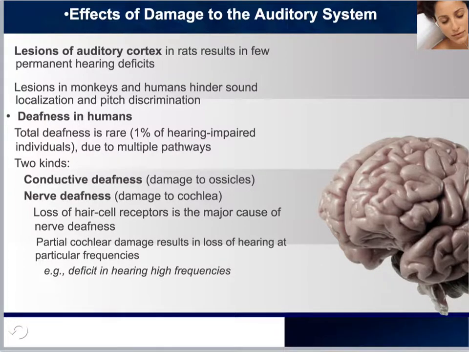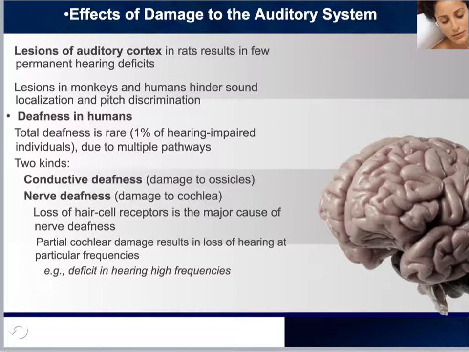And by the way, when we expose ourselves to loud sounds on a regular basis, we are exposing ourselves to hearing loss. You may not be able to perceive that when you are young, but as we start getting to our 40s and 50s, depending on your exposure to loud sounds, you would start losing your ability to hear. For the most part, the majority of humans will lose their ability to hear the high-pitched sounds first, and then the low-pitched sounds thereafter, and that would be a natural hearing loss process. Partial cochlear damage results in the loss of hearing at particular frequencies. For example, hearing high frequencies, which is the most common.